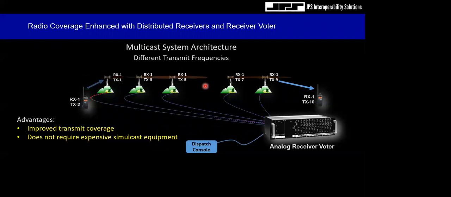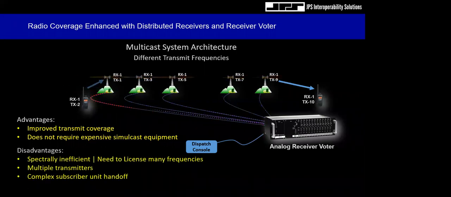So the advantages of a system such as this, obviously, is the transmit coverage is fortified because I have transmitters now throughout my coverage area. I do not require expensive simulcast equipment, which I'll talk about here in a moment. But this is still a very viable system for public safety, fire services, commercial, retail. It is nice because now I have the ability to transmit over large distances without having a very powerful transmitter.